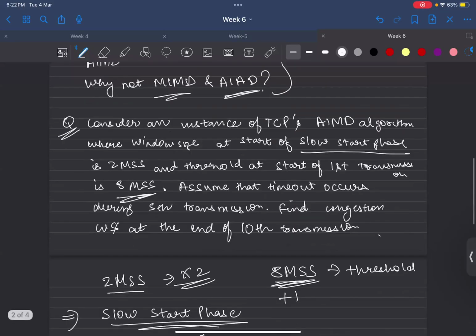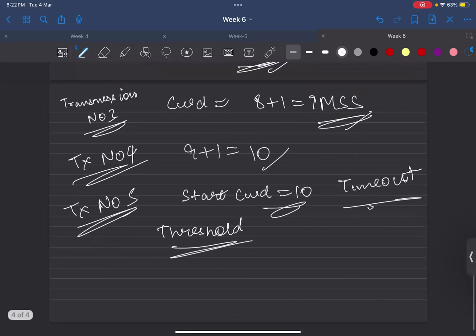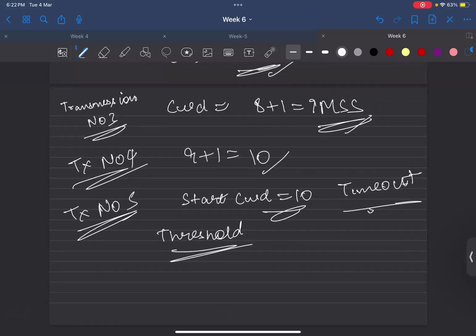Now, any idea what would be the new threshold value? 5, 10 by 2. Yes, I saw your chat now only. So it's basically 5, 10 by 2. So our threshold value is basically half of the congestion window size. That is our new threshold.